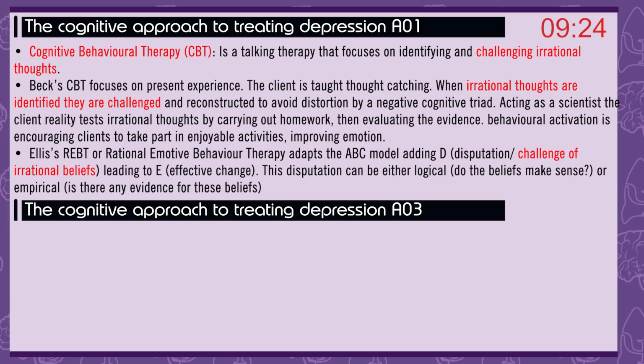Ellis's REBT, or Rational Emotive Behaviour Therapy, adapts the ABC model, adding D for disputation, or a challenge of irrational beliefs, leading to E, an effective change. This disputation can be either logical, do the beliefs make sense, or empirical, is there any evidence for these beliefs?